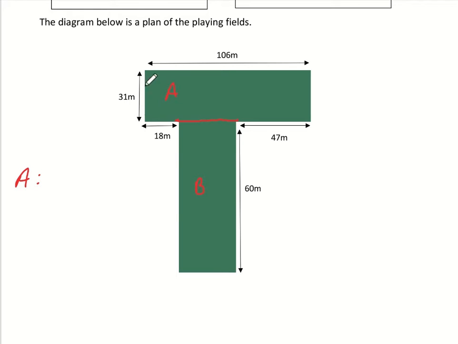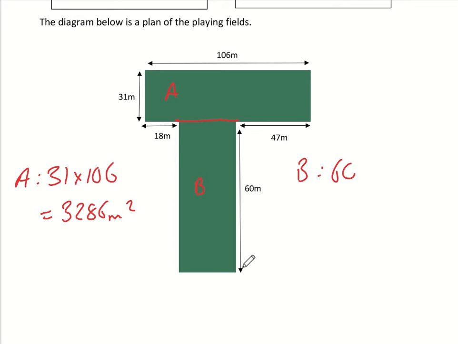So shape A, nice and easy, is 31 multiplied by 106, and 31 multiplied by 106 is 3286 square metres. Now the area of shape B is 60 multiplied by this distance here. Now this is a horizontal distance, so we need to look at all the other horizontal distances. So if it's 106 from here to here, if I subtract 47 and 18, I've got this distance here. So 106 minus 47 minus 18 comes to 41. So this is 41 metres.